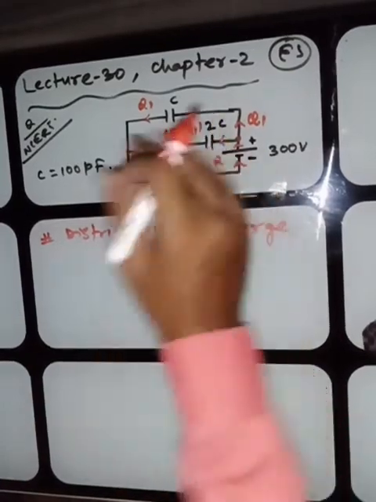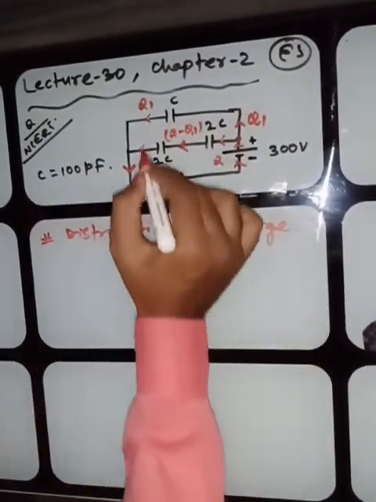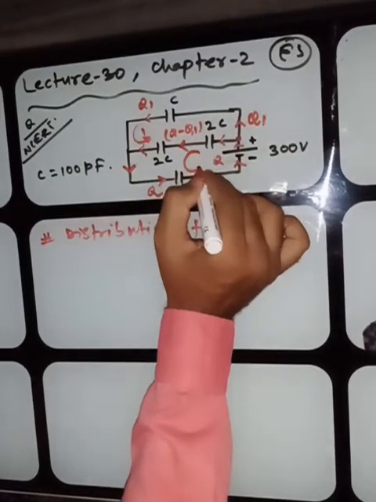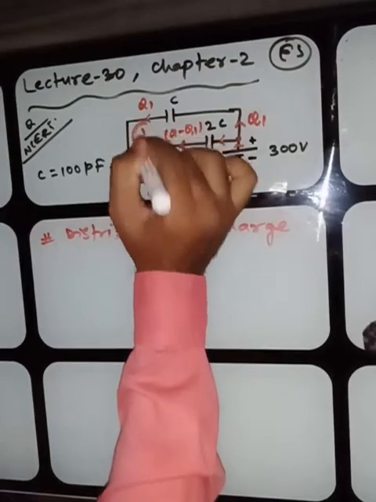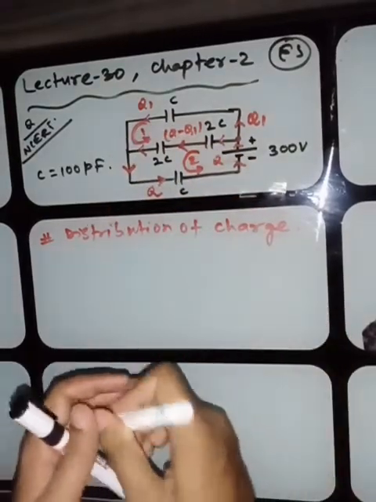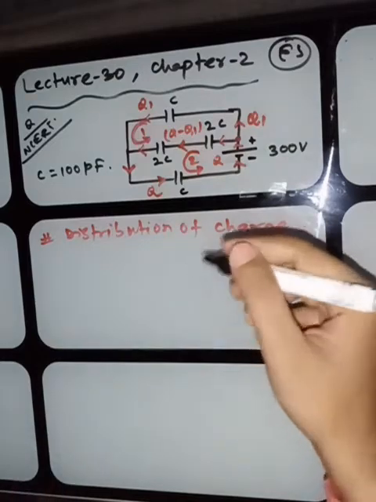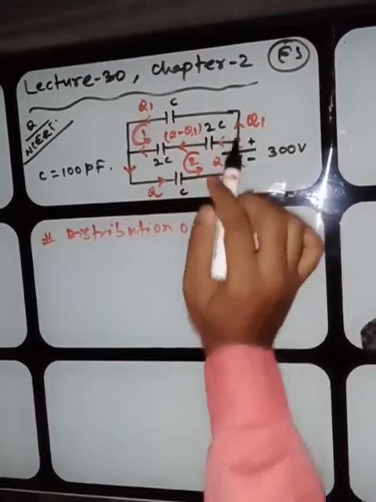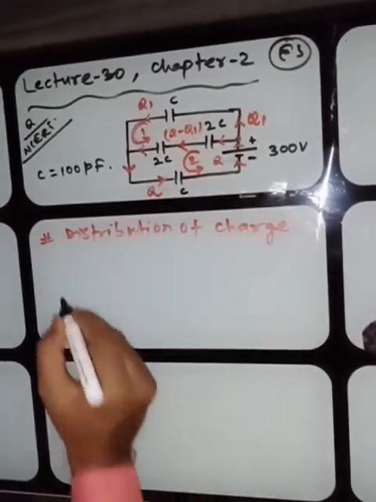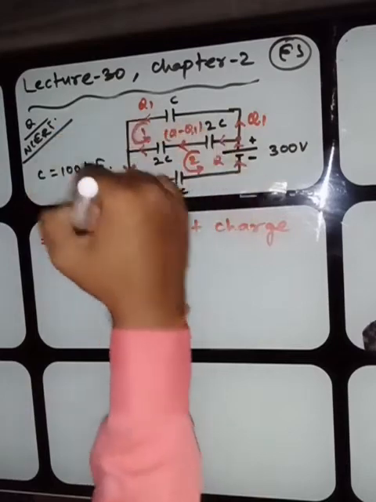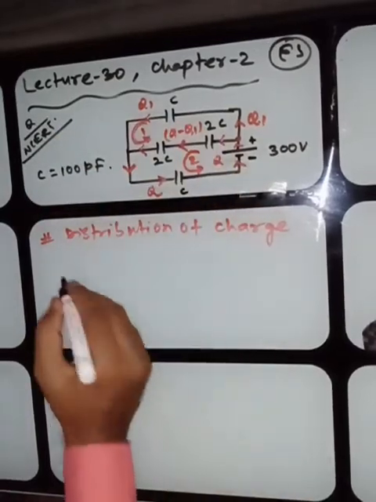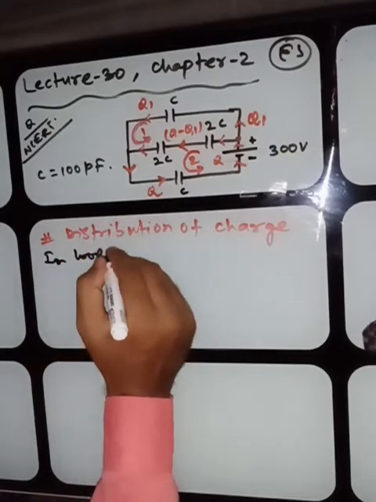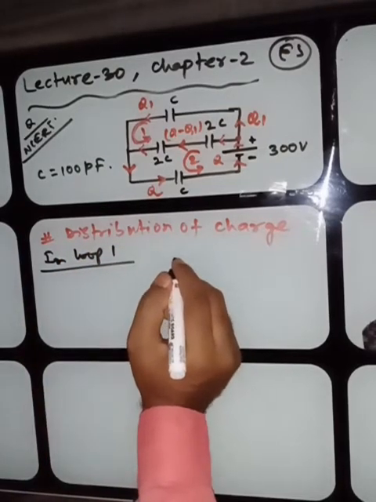Now my dear students, we are solving. How many loops can you consider here? This one is loop 1, and this will be loop 2. Instead of writing A, B, C, D, you can write directly loop 1 and loop 2, and give the direction clockwise or anti-clockwise. In loop 1 we are writing the equation. What will be the equation?